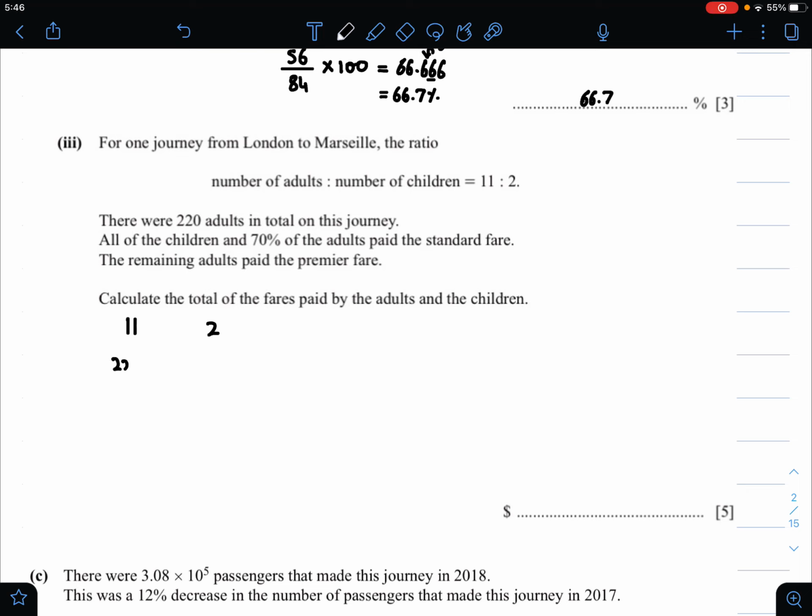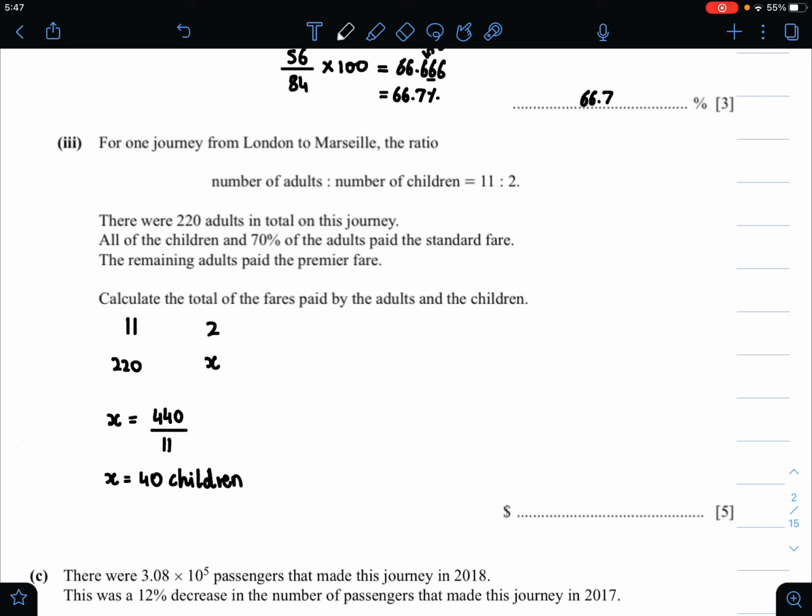So you can find the number of children by cross multiplying and finding the value of x. So 11 multiplied by x and 220 multiplied by 2. So 220 multiplied by 2 is 440. And when we do 11x is equal to 440, we can get the 11 to the other side. So it will become division. And therefore x will be equal to 40. Therefore there were 40 children.